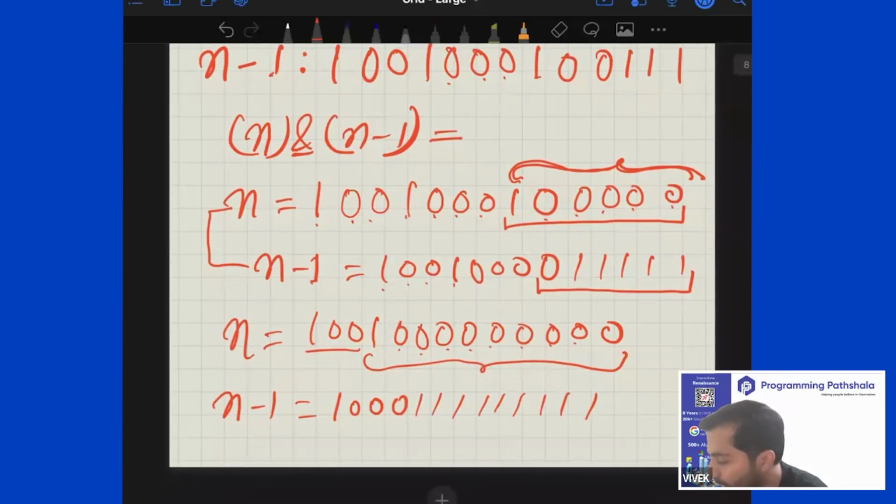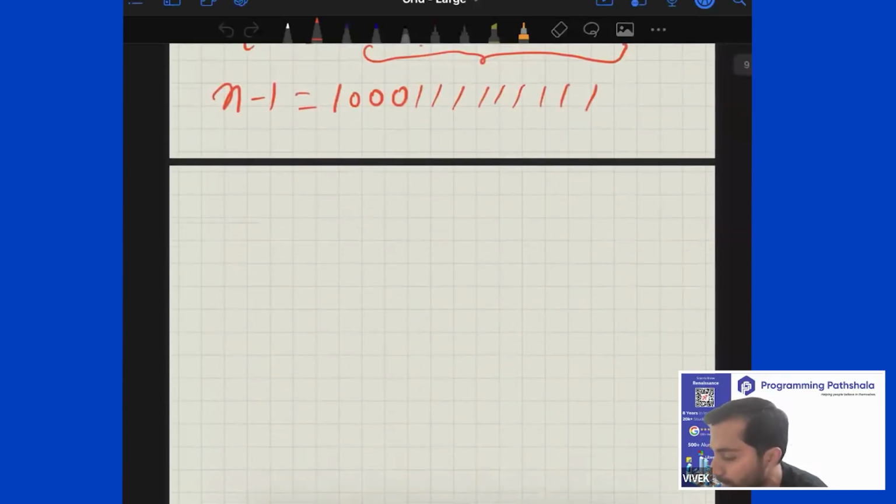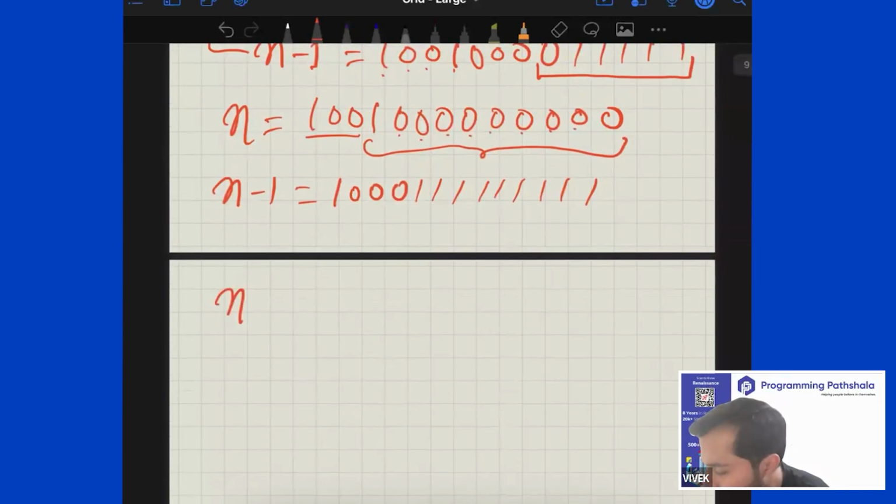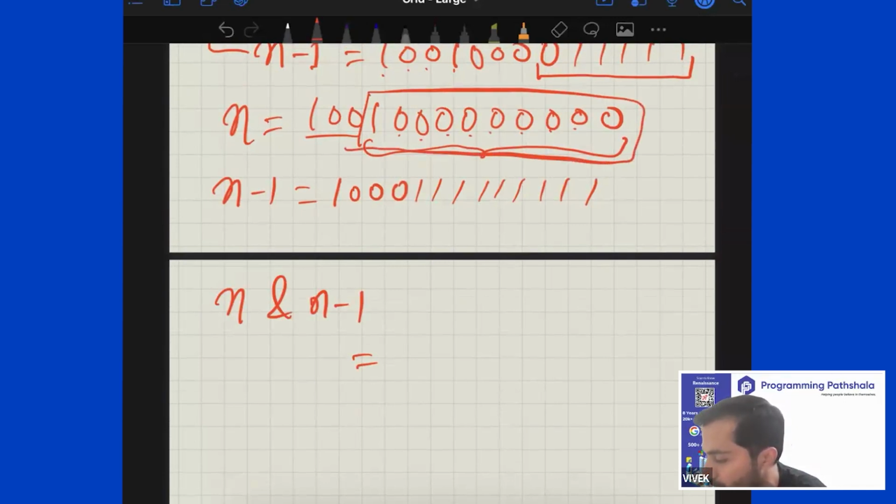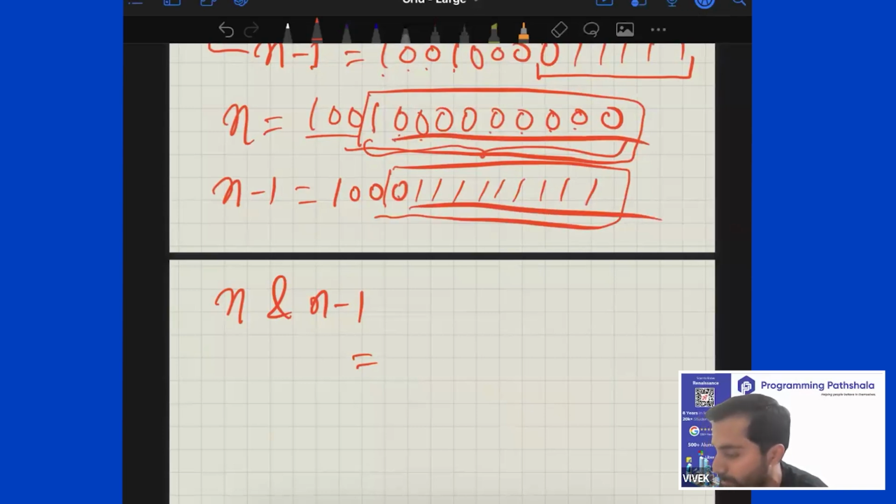And now you exploit this fact. How do you exploit it? You quickly take n and n minus 1. When you do so, this entire tail goes off in one shot, because that is how AND works. This 0 will AND to 0, and these ones will AND to 0. So what you will end up getting will be 1 followed by 0, 0, and followed by all these 0s.